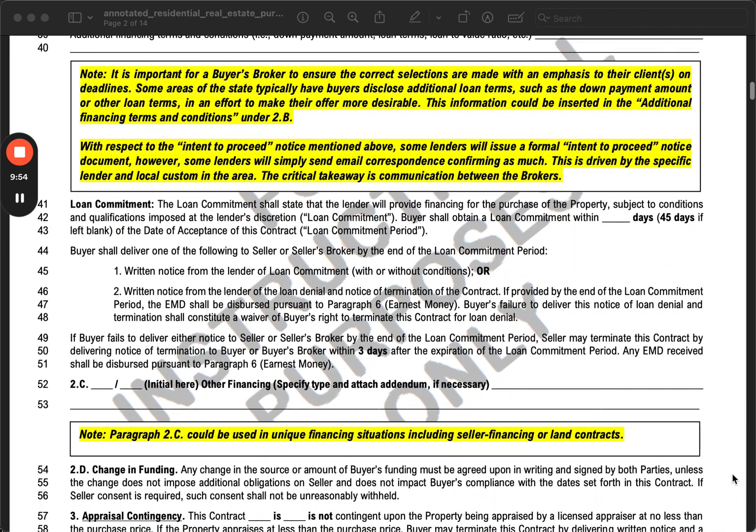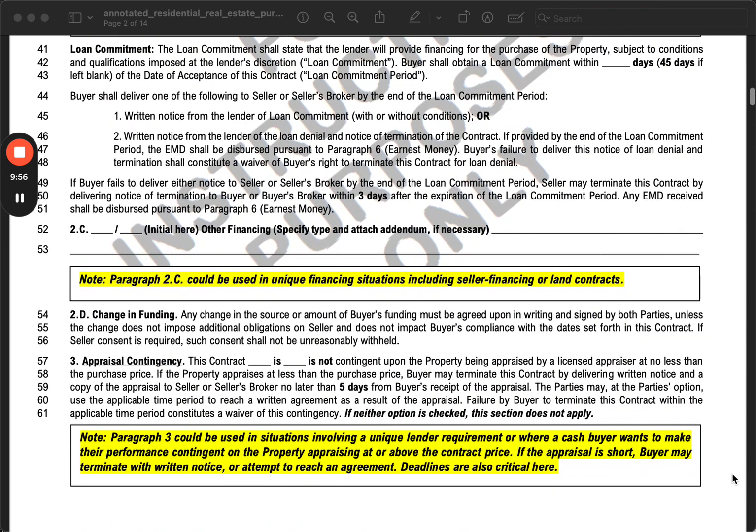Line 41, loan commitment. The loan commitment shall state the lender will provide financing for the purchase of the property, subject to conditions and qualifications imposed at the lender's discretion. Loan commitment. Buyer shall obtain a loan commitment within blank days, 45 days if left blank, of the date of acceptance of this contract, considered the loan commitment period. Line 44. The buyer shall deliver one of the following to the seller or the seller's broker by the end of the loan commitment period.